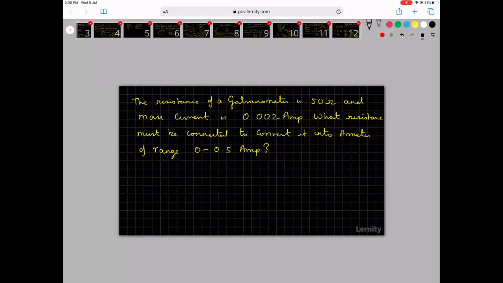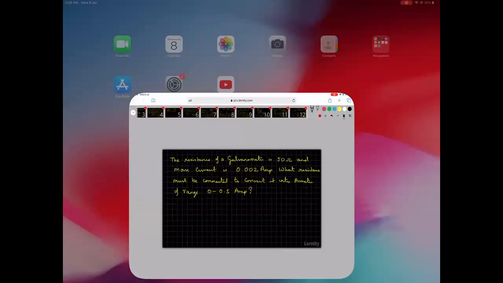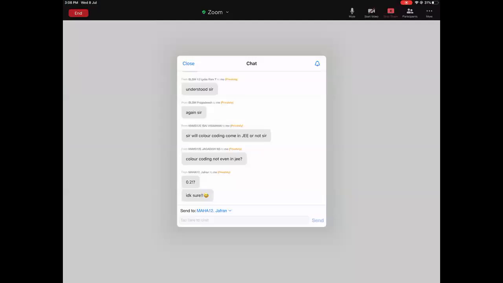Okay, so let me check if there are any fast movers. No, color coding is never there in JEE.